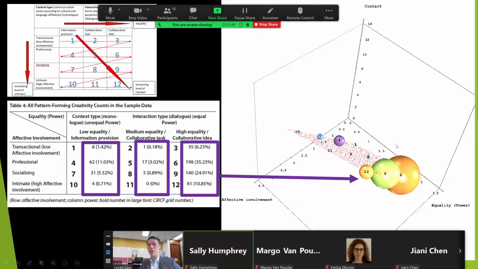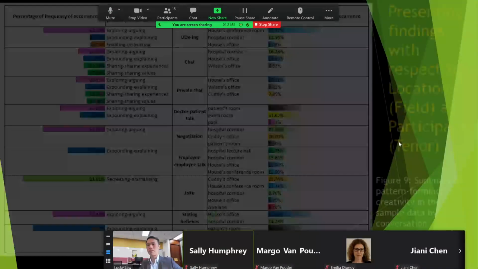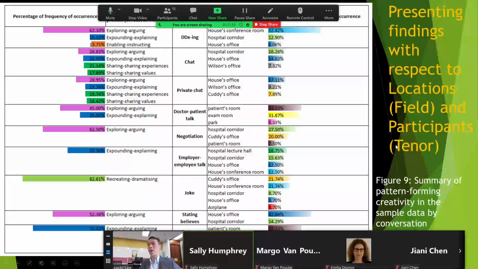So it really depends on what you're looking at. You can also have something like this. This is not actually plotted, but a table that's created based on different talks, different locations where that happens, and also different social semiotic processes by the percentages.